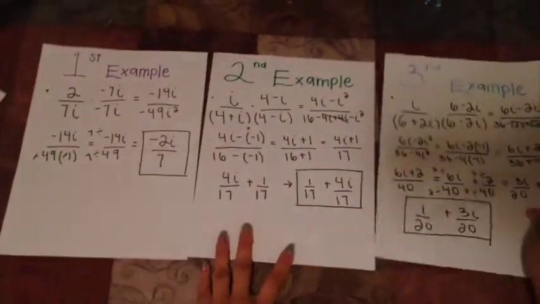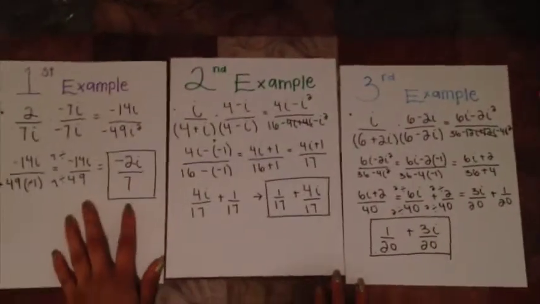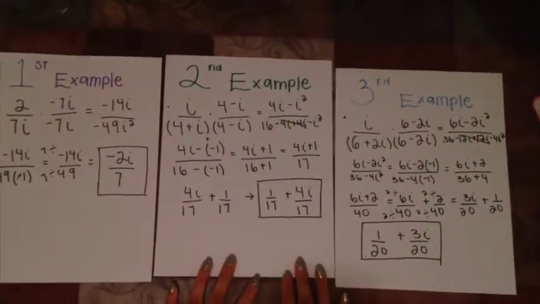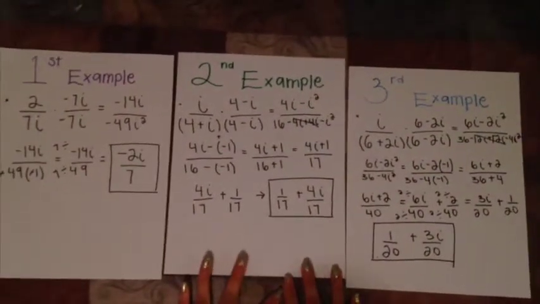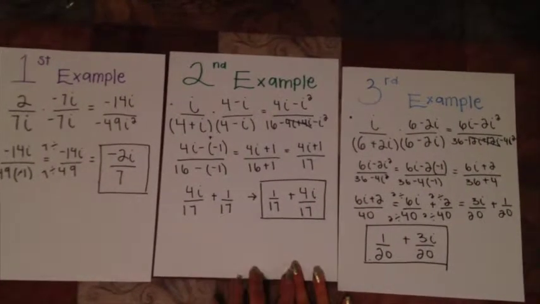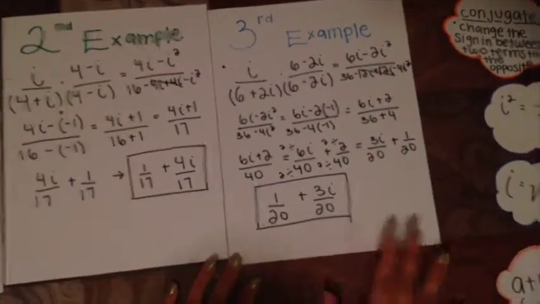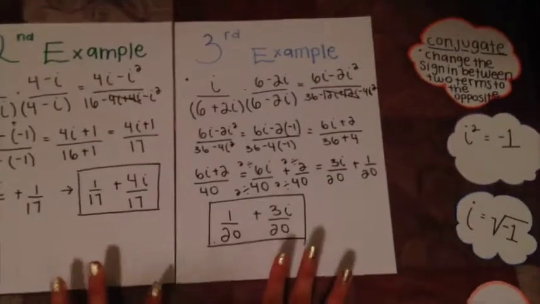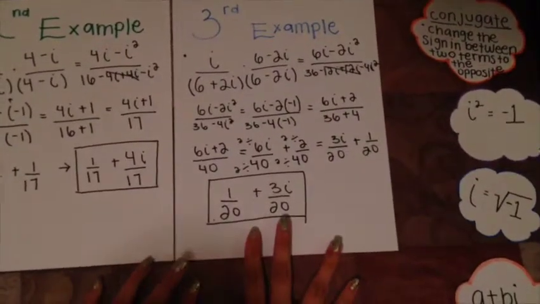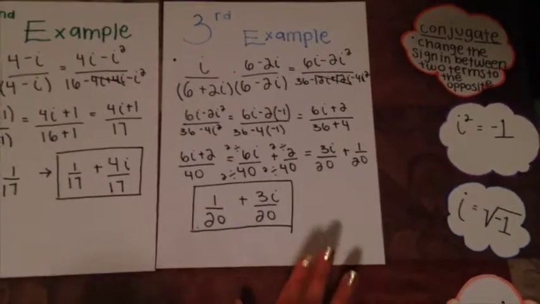So here are the 3 examples again, in case you want to check your work. The answer for the first one was negative 2i over 7. The second example had to be divided into 2 fractions because it was a binomial on top of a monomial. So it's 1 over 17 plus 4i divided by 17. And the third example had to be done the same as the second example. So we got 1 over 20 plus 3i over 20. So these were the 3 examples.